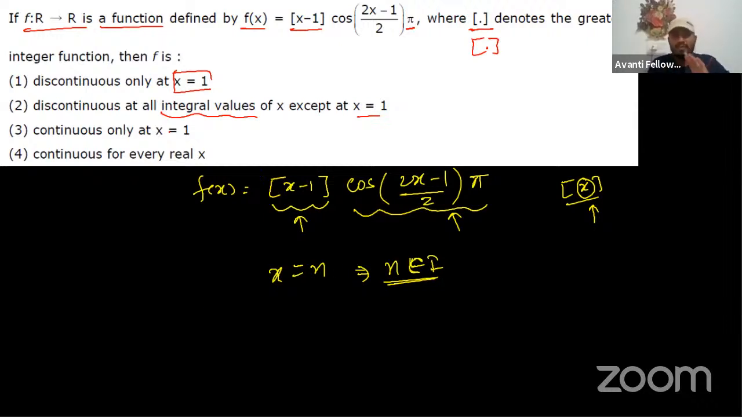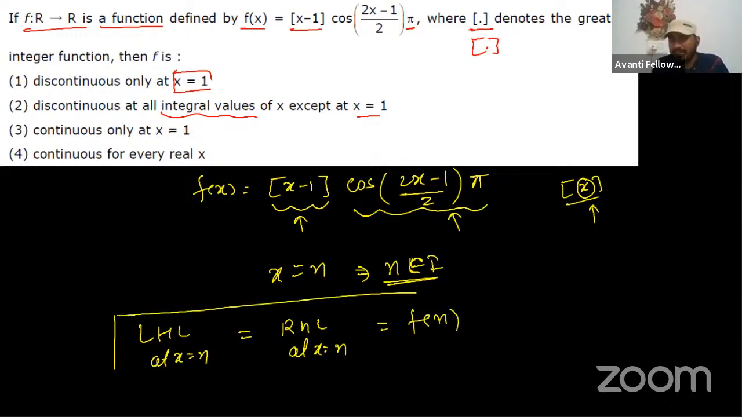Now, to check the continuity, the left hand limit at x is equal to the integer should be equal to the right hand limit at that integer value, and should be equal to f of n. This is the condition for continuity, right? So first of all, let's check the left hand limit.